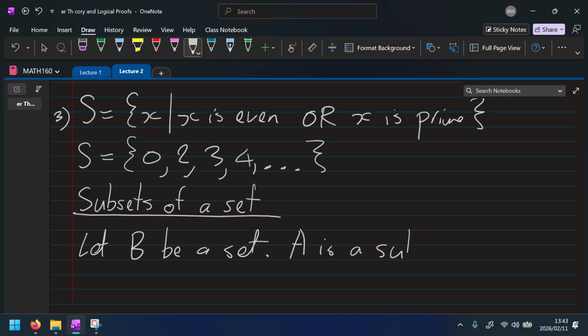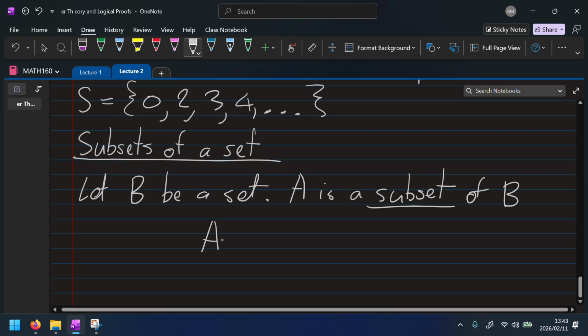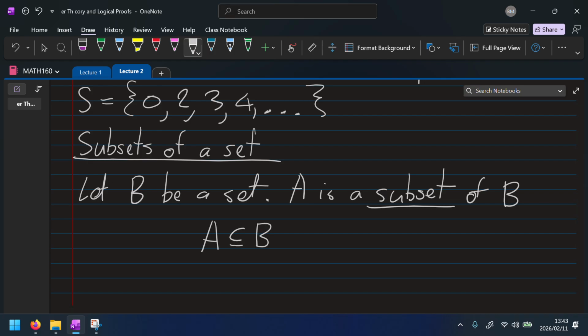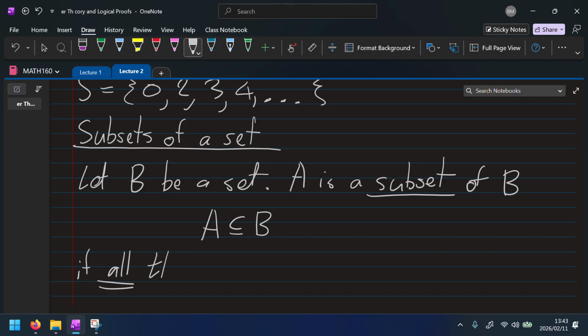A is a subset of B. And we write this notation, A subset B. It's almost like less than or equal to, but it's a bit more curvy. Okay, so A is a subset of B if all the elements of A are contained in B.